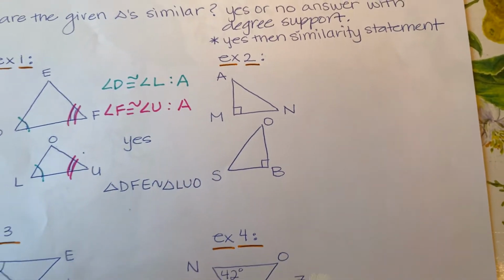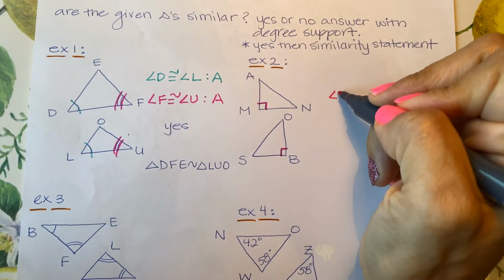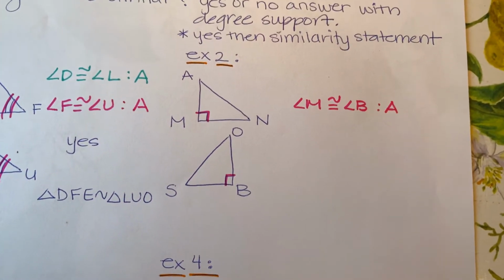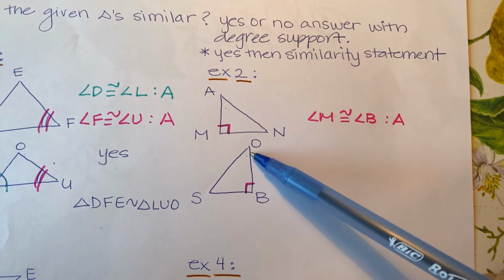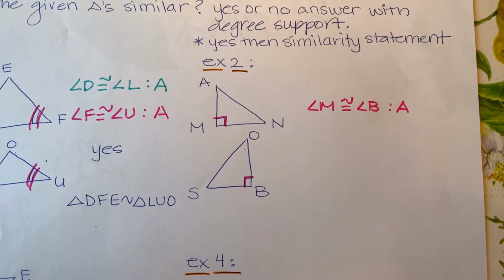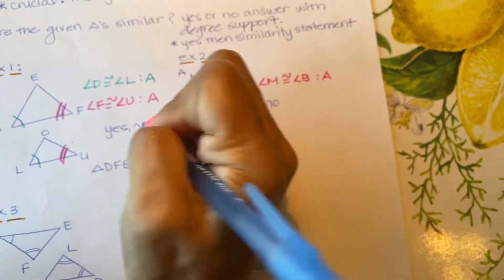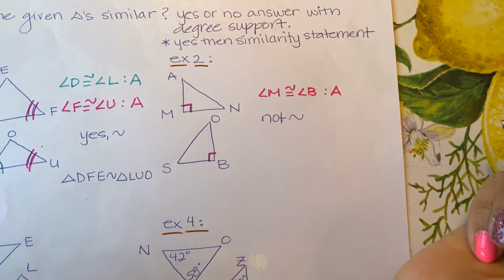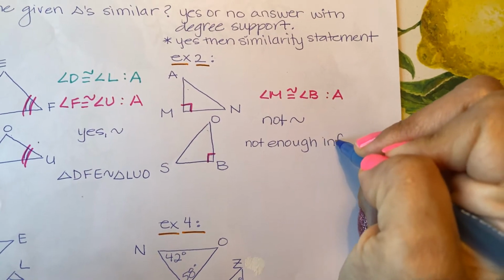Example two. You should know that this box here means that they're 90 degrees. So I know angle M is congruent to angle B, so that gives me an A. What else do I have? I got nothing. I have no degrees, I have no arcs, no algebraic expression, I have nothing. That's all they gave me. So I only have one A, so no, they're not similar, because I don't have enough information. Not enough info.